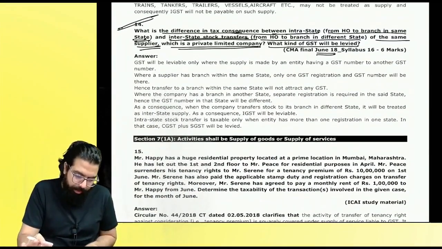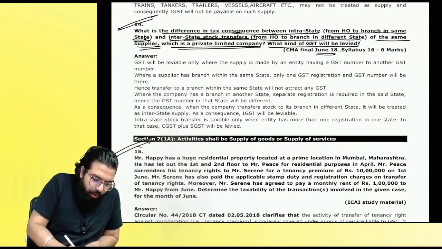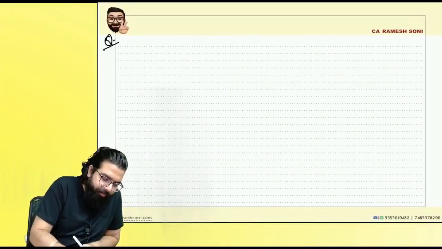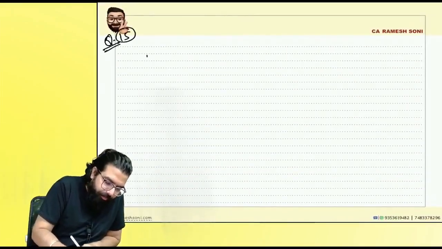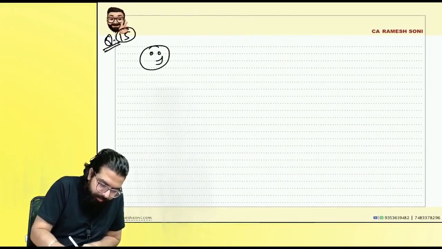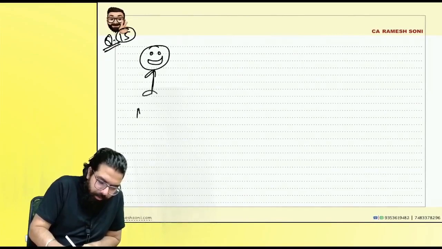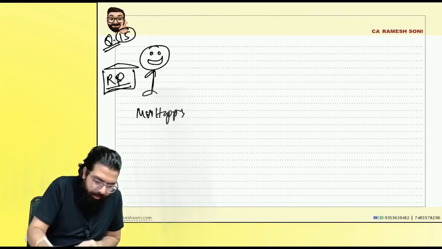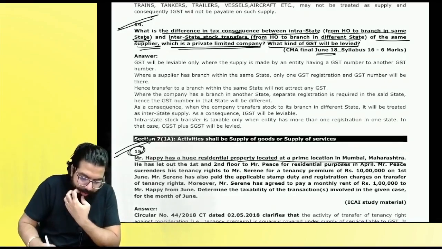Next. Everyone over here. Question number 15 talks about Mr. Happy, who has a huge residential property located in Mumbai. I will go ahead and draw. This is Mr. Happy. He has one residential property. This is a residential property. Okay? Then what are they telling?